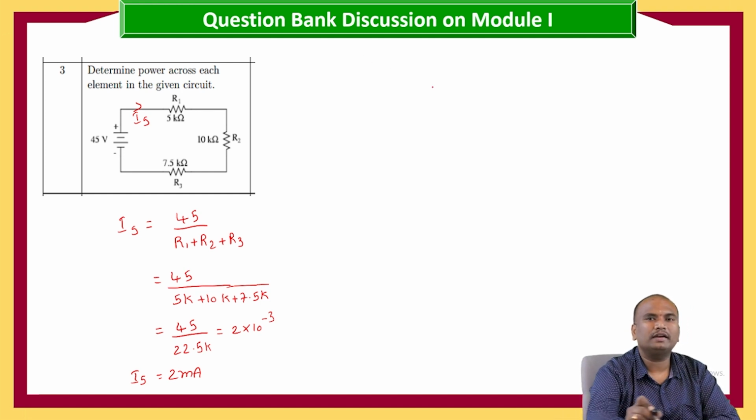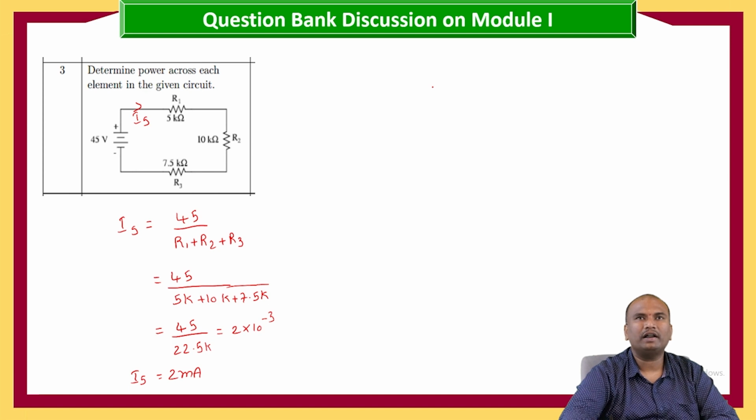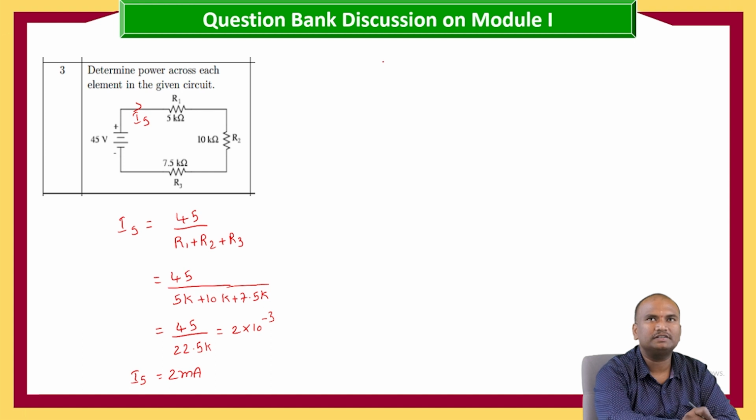Now we need to calculate the power across the resistors. Power across resistor PR1 is equal to Is square into R1. That is 2 square into 5.